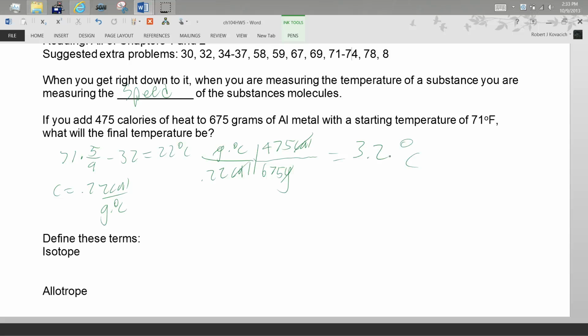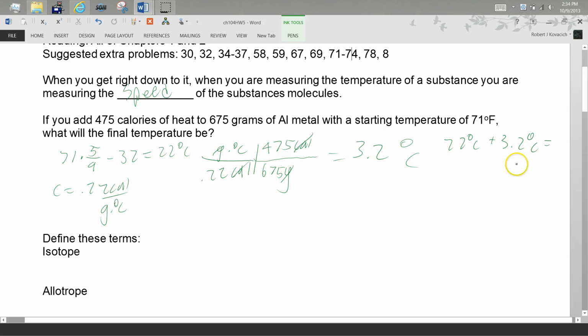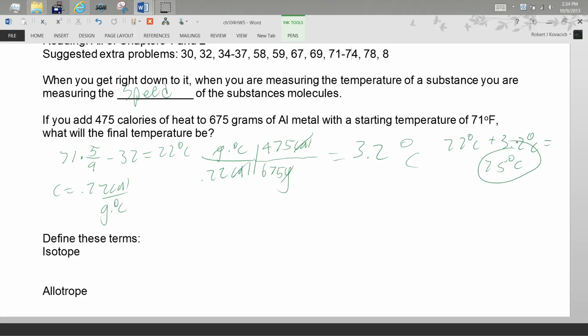Okay. If my starting temp is 22 degrees, then my final temp is going to be what? Let's go with 22 degrees Celsius plus 3.2 degrees Celsius, and we end up with 25 degrees Celsius. What happened to the 0.2? The sig figs make it go away. Okay, so 25 is our answer.